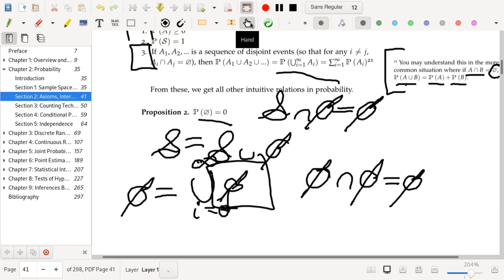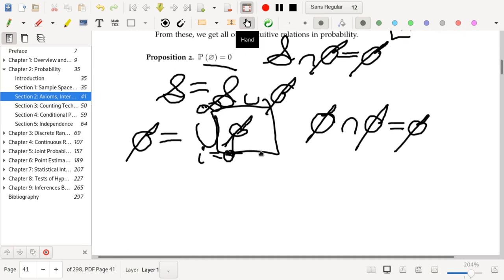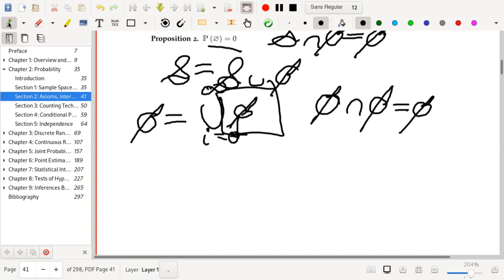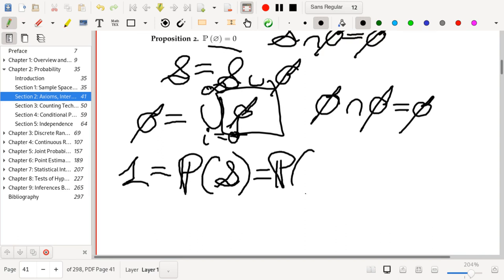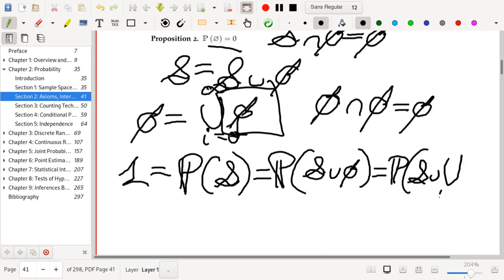Therefore, we can now apply this third axiom to prove the proposition, because we know that 1 is equal to the probability of the sample space, and the probability of the sample space is equal to the probability of the sample space unioned with the empty set, which is equal to the probability of the sample space unioned with this infinite collection of empty sets.